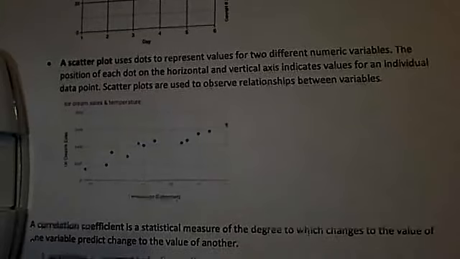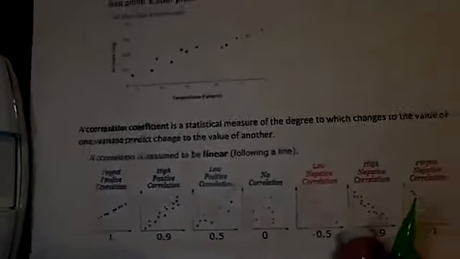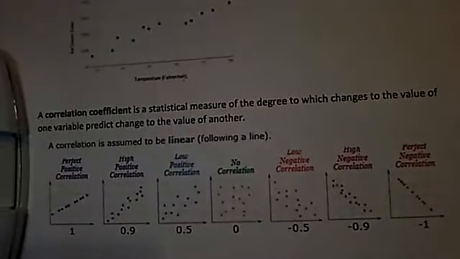So what we've used is a correlation coefficient, and this really gets into our statistics. The correlation coefficient is just a statistical measure of the degree to which changes to the value of one variable predict changes to the other variable. If the temperature is getting hotter, we're going to have more ice cream sales, so you can predict that by looking at the scatter plot and the correlation. The closer the correlation is to 1, the more it's assumed to be a linear line, a straight line.